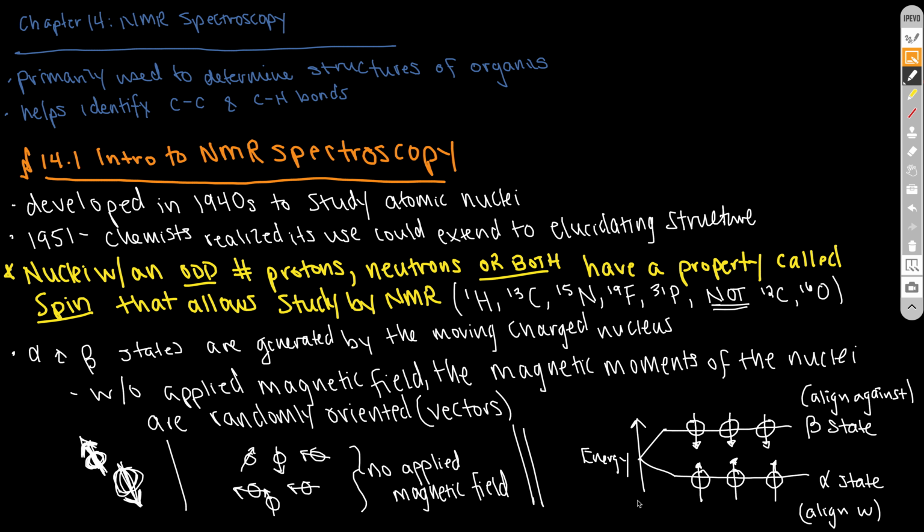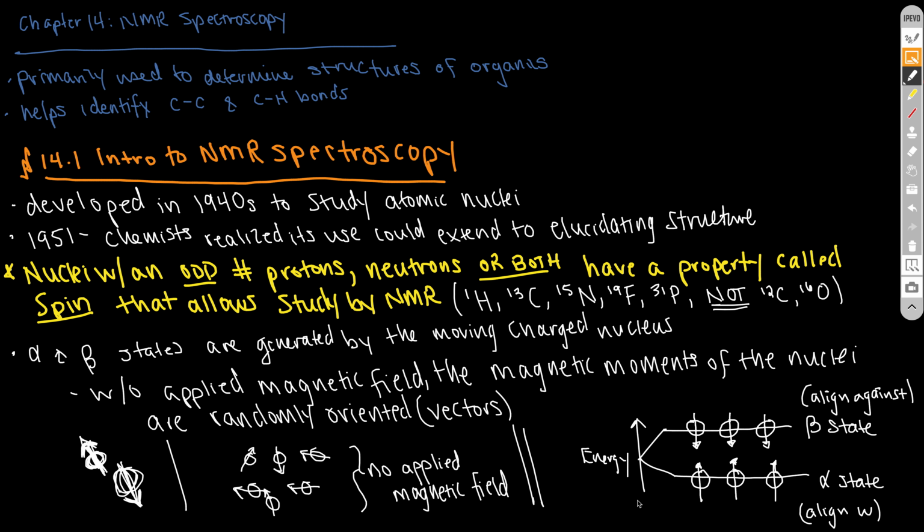We're going to launch into Chapter 14, Nuclear Magnetic Resonance Spectroscopy. This is typically seen by the average person with MRI in the medical field, that is magnetic resonance imaging. So this is primarily used by researchers to study the structures of organic compounds. It can help you piece together the bonds between carbon and hydrogen.